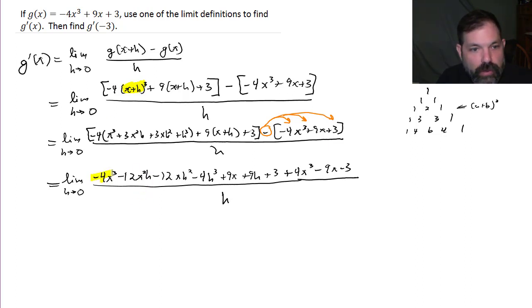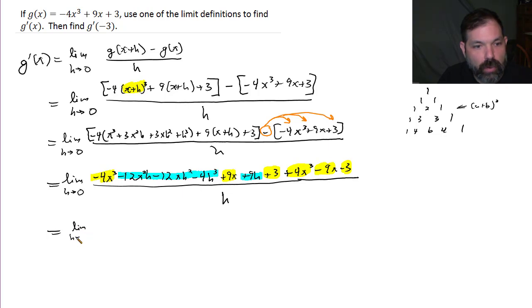We have a minus 4x cubed and a plus 4x cubed. Those add to 0. That's nice. We have a plus 9x and a minus 9x. Those add to 0. We have a plus 3 and a minus 3. Those add to 0. Let's look at everything that's left: minus 12x squared h, minus 12x h squared, minus 4h cubed, plus 9h. Notice that everything that's left has a factor of h. Let's factor out the h.